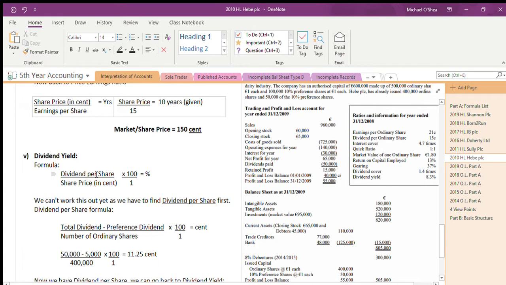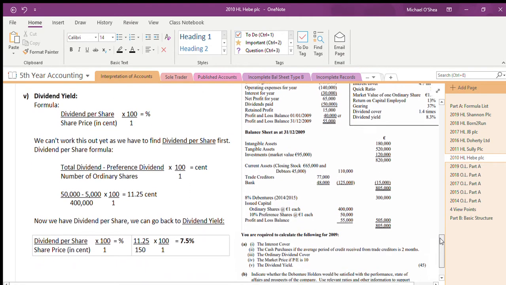Dividend per share is different to earnings per share. So I have to work this out. The formula, total dividend minus preference dividend divided by number of ordinary shares. My total dividend is my dividends paid, 50,000, minus my preference dividend. I've already used that twice now at 5,000. My number of ordinary shares, 400,000. My dividend per share, my DPS, works out at 11.25 cent.